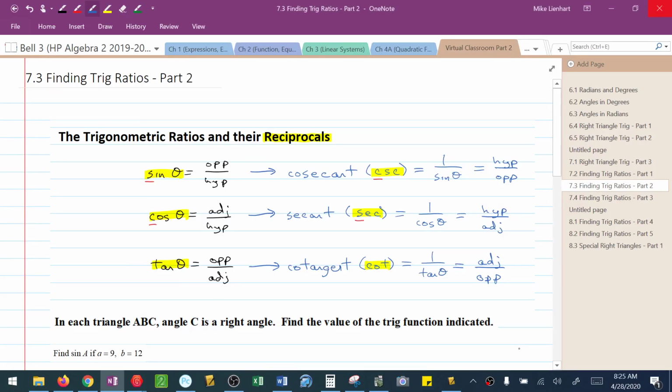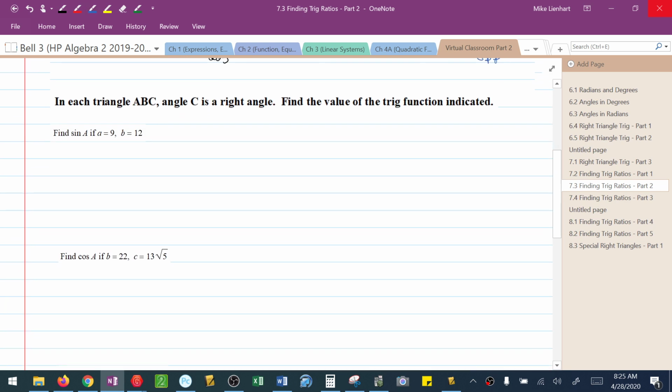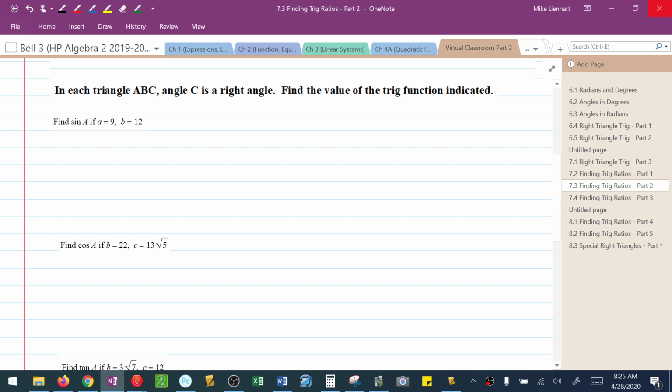In this video, we're going to continue to work with our 6 trigonometric ratios, the 3 ratios, sine, cosine, and tangent, and the reciprocals, cosecant, secant, and cotangent. So for these scenarios, what we want to focus on is that they tell me that they have triangle ABC where C is a right angle.